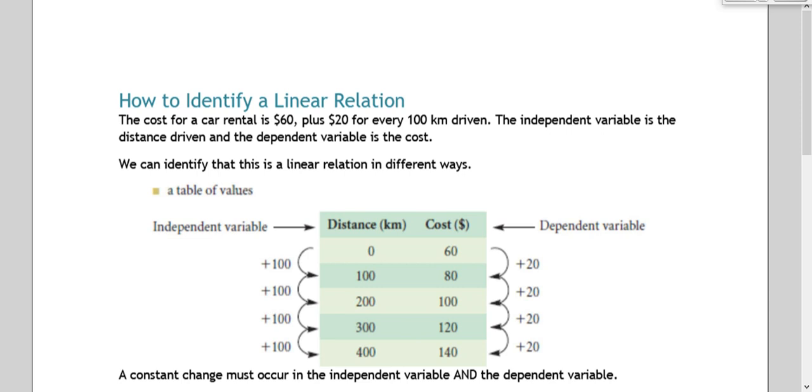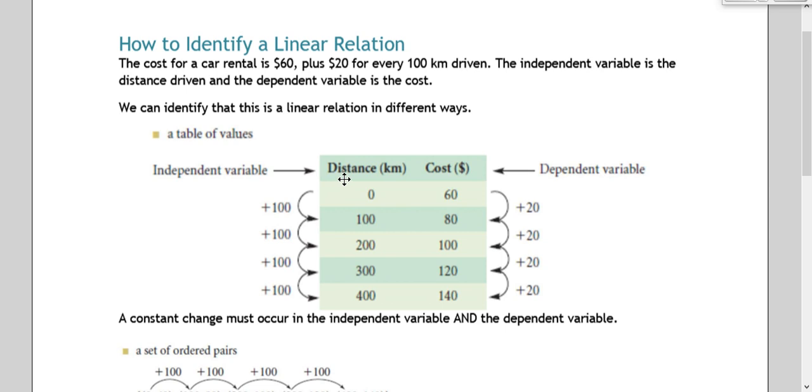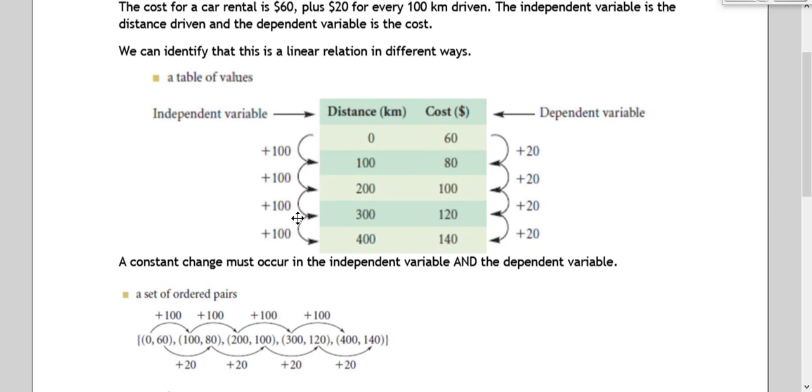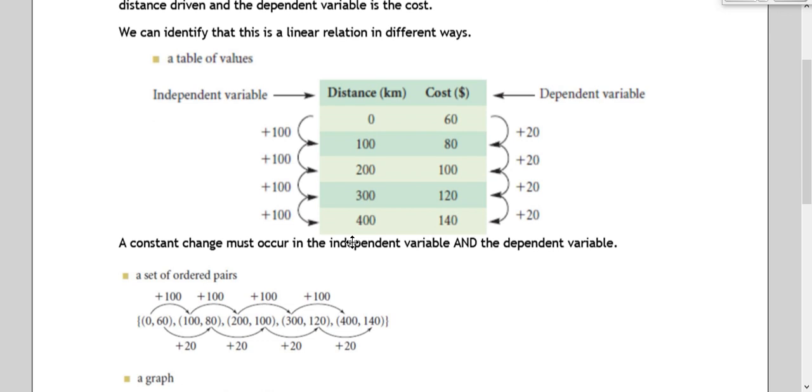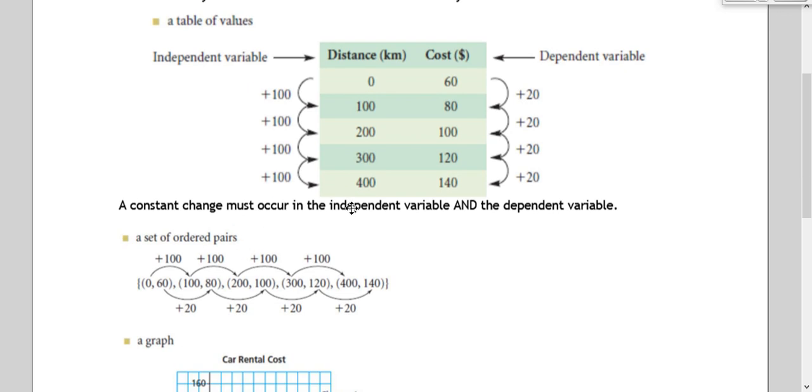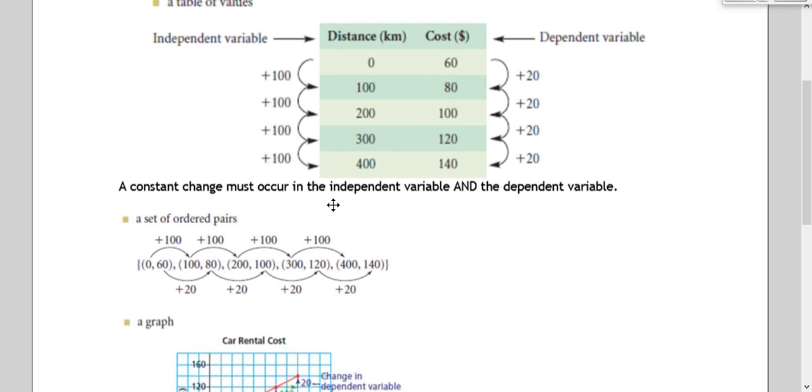Here we have how to identify a linear relation. The cost for a car rental is $6 plus $20 for every 100 kilometers driven. The independent variable is the distance driven. The dependent variable is the cost. So if we're looking at a table of values, we can see that constant increase. This is the independent variable, the dependent variable. A constant change must occur in the dependent variable and in the independent variable.